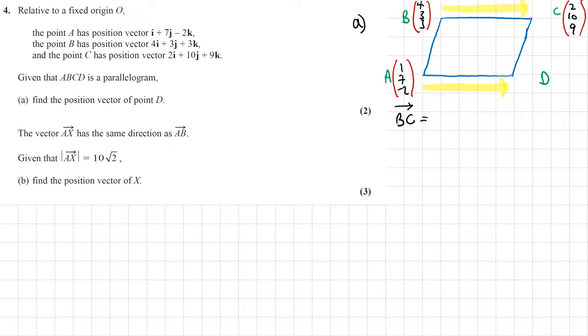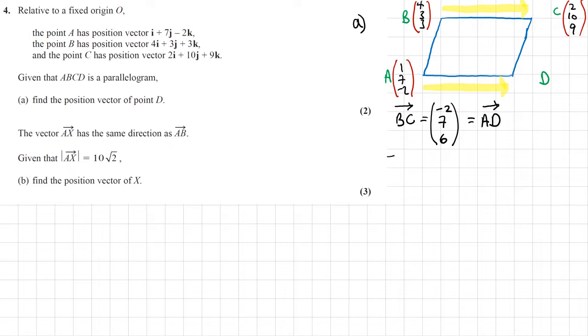So let's start by working out this displacement that takes me from B to C. Now there are two ways we can do it. You can either work out the jump that takes you from 4 to 2, 3 to 10 and so on, or you can take the second point and subtract the first one. Either one will give you the same thing. I'm going to use jumps. So 4 to 2 is a jump of minus 2. 3 to 10 is a jump of plus 7. And 3 to 9 is a jump of plus 6. Okay, that's my displacement. That is equal to the displacement that takes me from A to D.